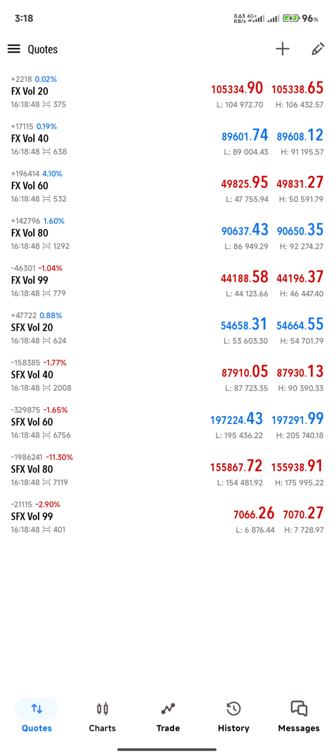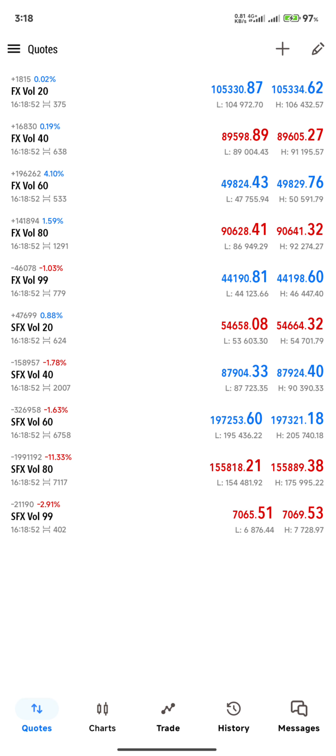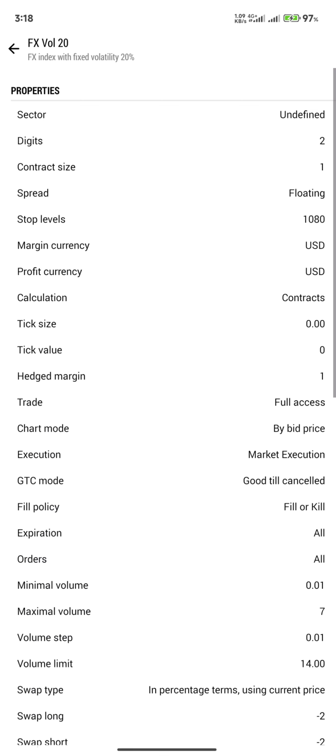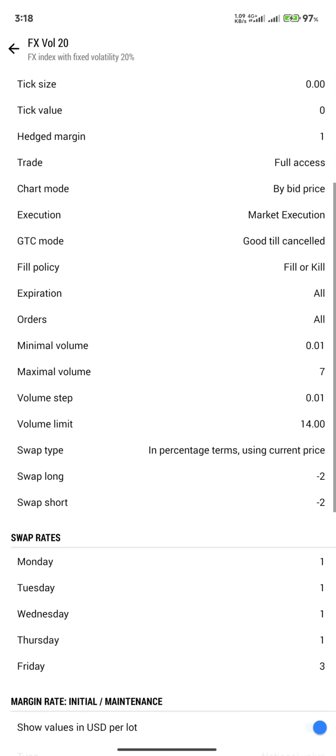Okay, let's see how volatile it is. So let's pick a pair. Let's look at the first pair, Volatility 20. First I look at the properties, and from here I can see that the minimum volume is 0.01 and the maximum volume is 7, and step 0.01. Okay, so from here let's go to the chart.